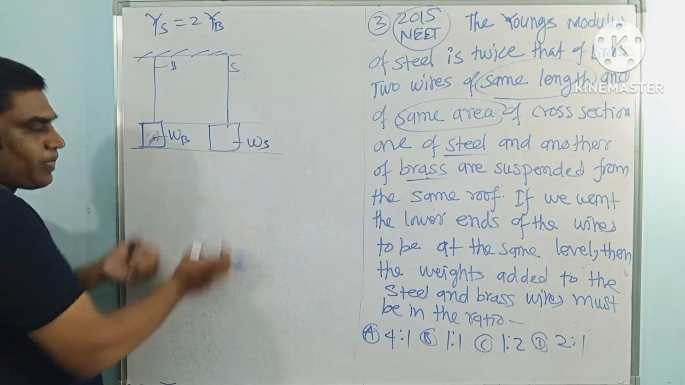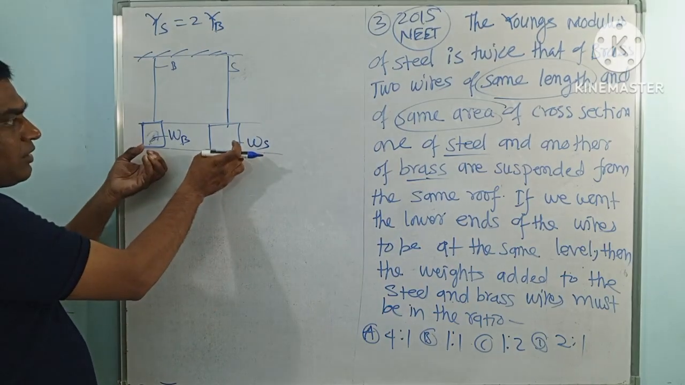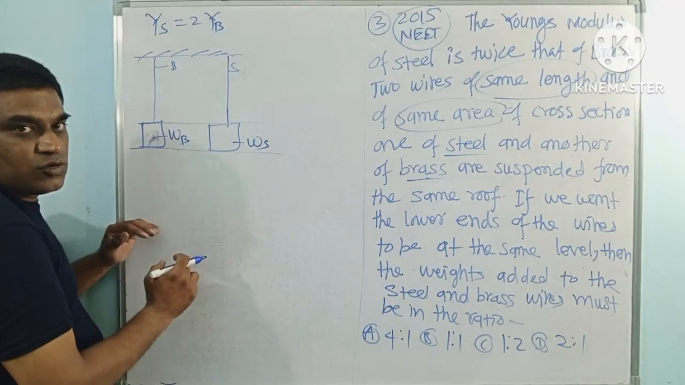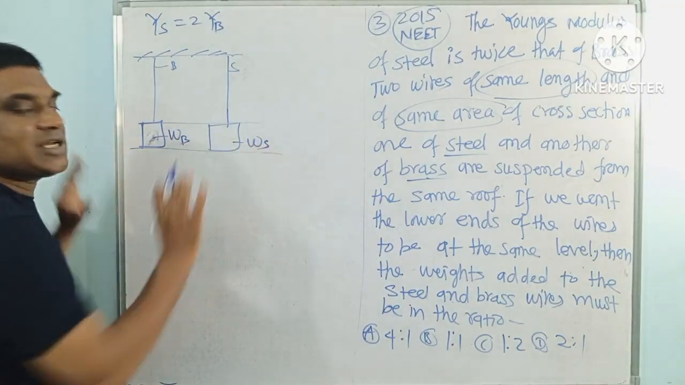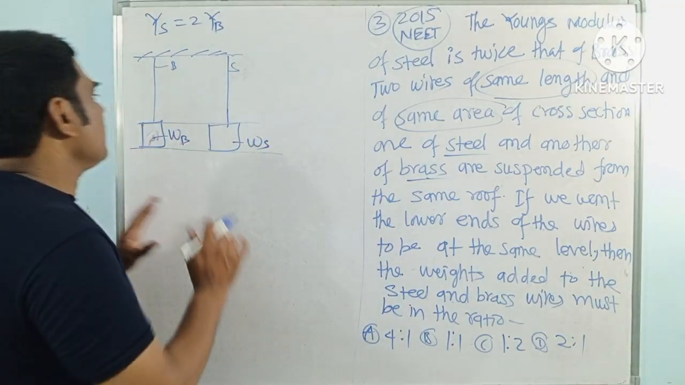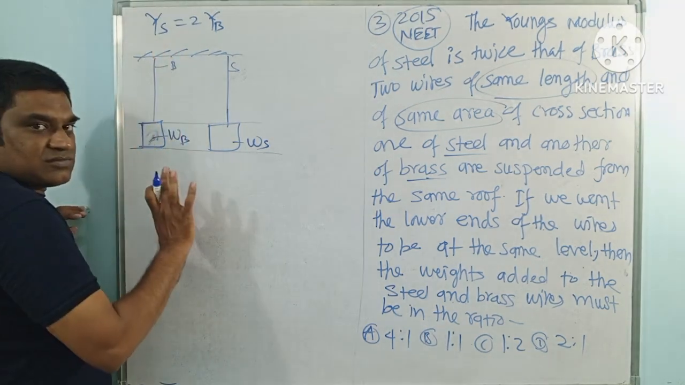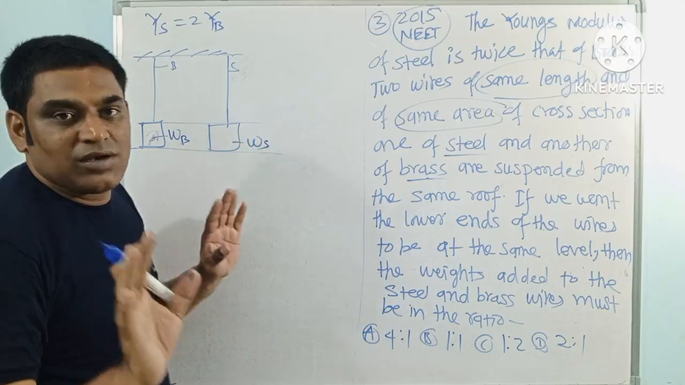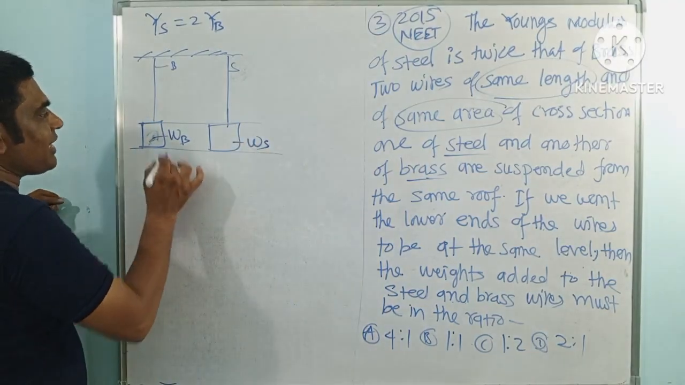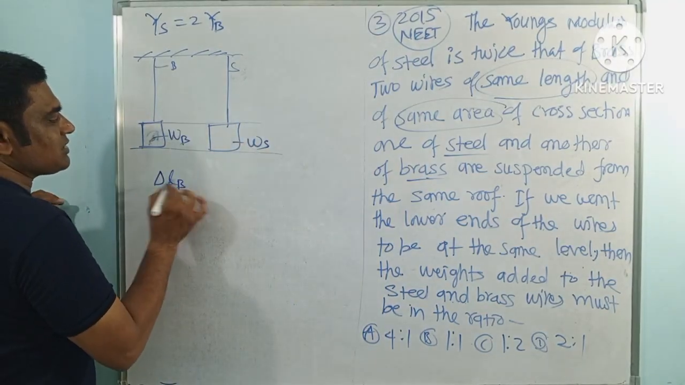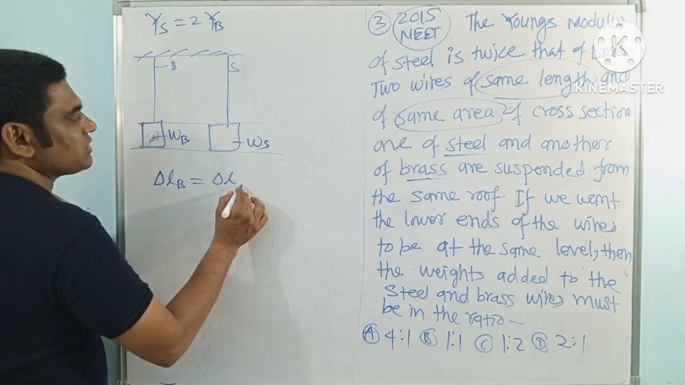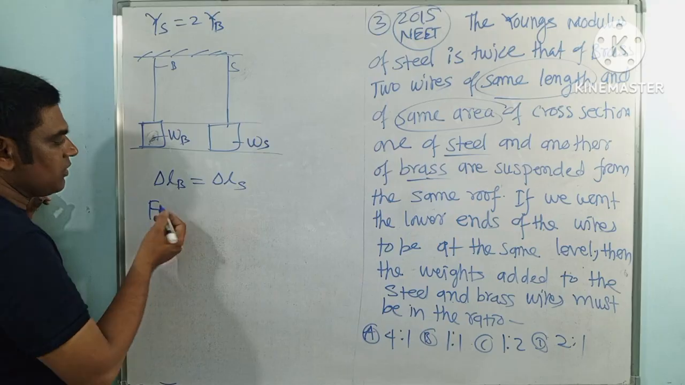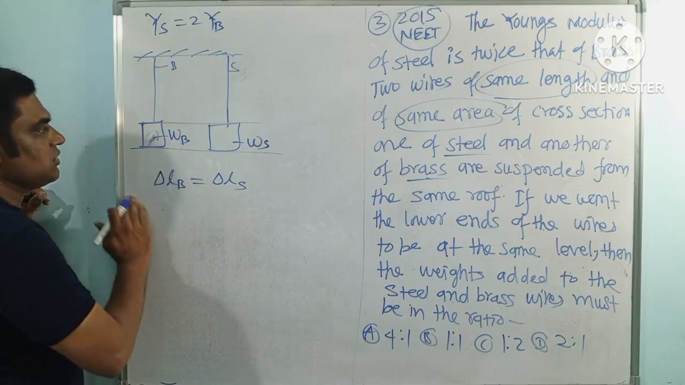So this will come down, this will come down. And after coming down, they will settle at the same level they want. Means extension in this and extension in this will be same. Then only they will be on the same level. Correct or not? So delta L of brass is equal to delta L of steel. What is the formula then? Force. Force is what? This is the force.